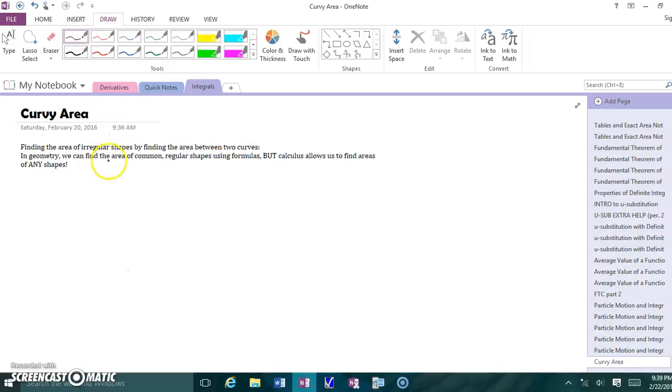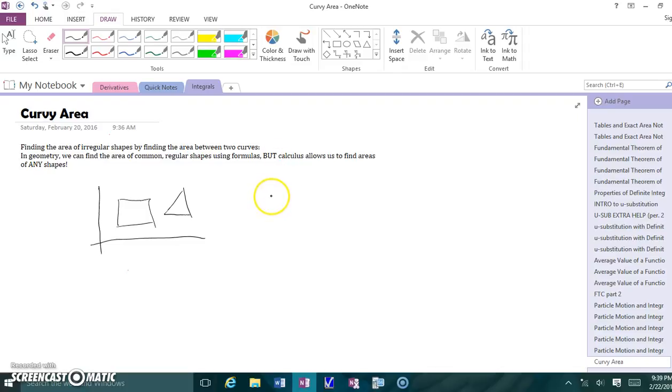Whenever you were in geometry class, we could find the area of common shapes just by using the geometry formulas. That was all fine. You could use any formula on the MCAS sheet or in a geometry book and you were good to go. However, not every shape that we would want the area of in real life is as simple as a square or a rectangle or a circle. There are many irregular shapes that you would want the area of.